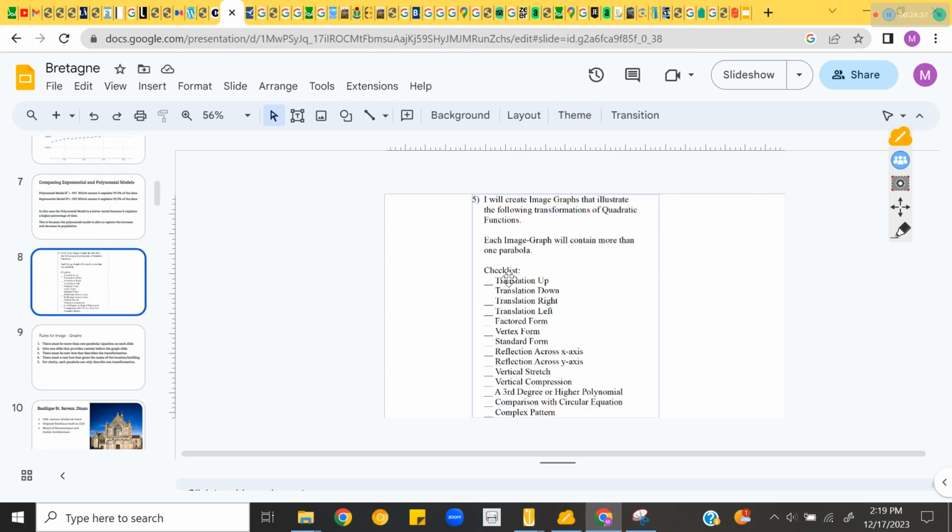So I hope you guys realize that you can do this many different ways. If you want to have 3 different slides for factored form, vertex form, and standard form, that's fine, but you don't have to. So do the best you can here.